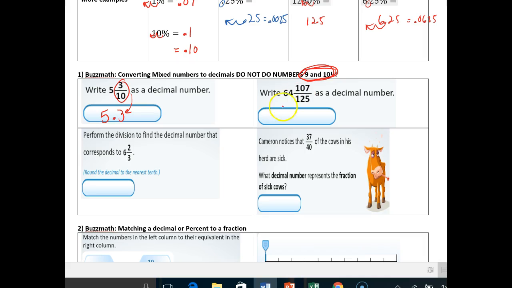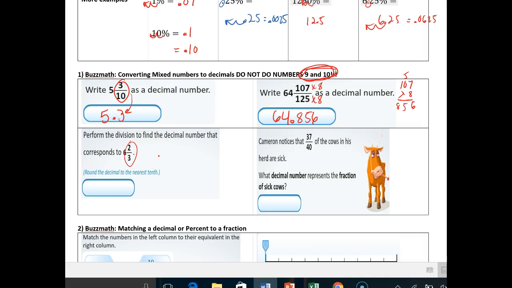64 and 107 over 25. Well, it's going to be 64 point what? Well, I can know from yesterday, I can multiply that times 8 to get it to a base 10 of 1,000. So 107 times 8. We get 6, oops, not 5, 6, 56, right? 6, carry your 5, 8 times 0 is 0 plus 5 is 5, 8 times 1, 856. 64.856, that's your answer.